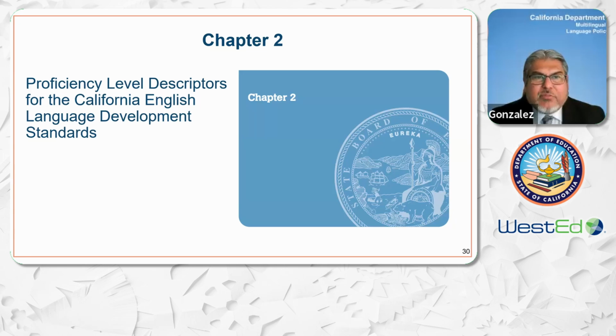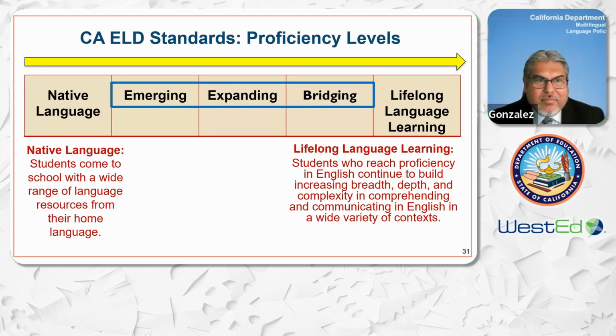We continue with Chapter 2, Proficiency Level Descriptors for the California English Language Development Standards, which begins on page 17 of the publication. The California ELD standards and the proficiency levels. You can view the proficiency level descriptors in the California ELD standards publication beginning on page 20.